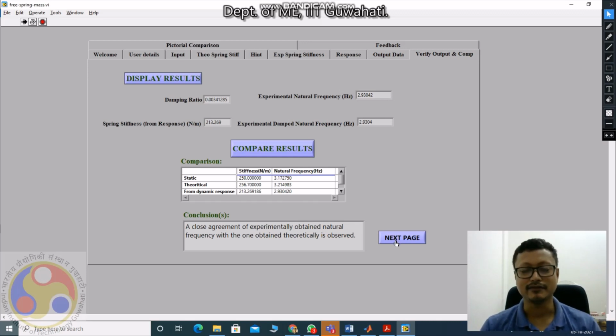You can click several times. You can do several times by this simulation experiment. You can get these data. You can verify with that. I will share the manual with you. From that manual, you can correlate with this simulation interface, and you can find this data.